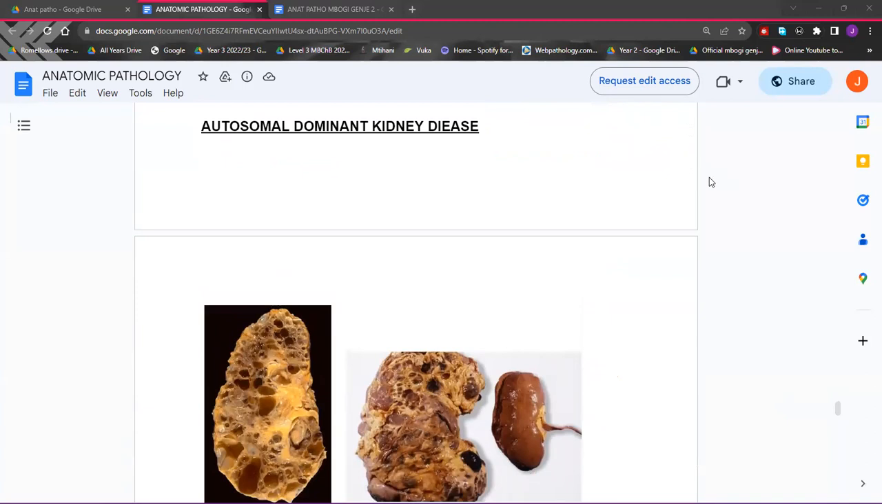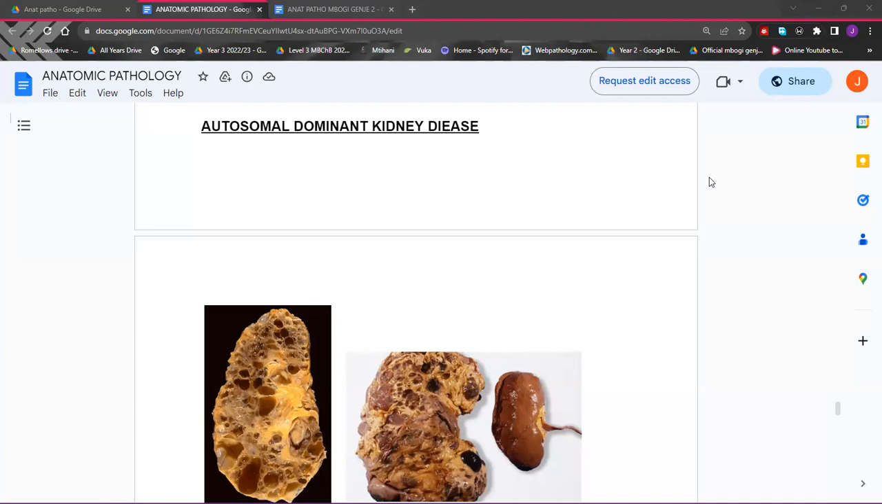Let's describe the gross morphologic features for this. Multiple cysts, cystic appearance, and they are multiple. Which organ is this most likely to be? The kidney. Right, so maybe let's name the pathology. So this is polycystic kidney disease.